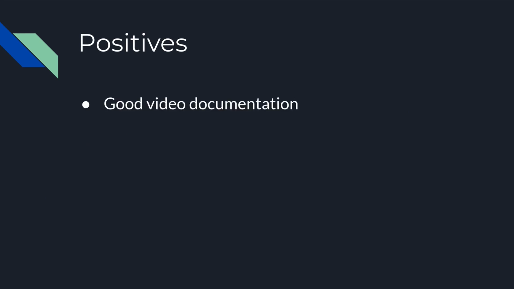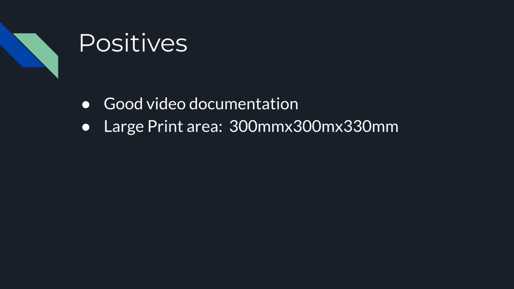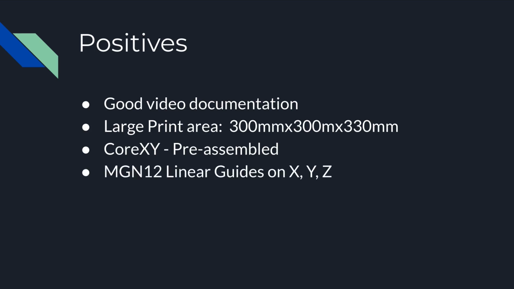They've got really good documentation, videos in terms of what you might need to build it. It's got a pretty large print area, 300 by 300 by 330 in height. It's Core XY, it's pre-assembled. You don't have to install or tension belts or do anything of the kind. It's got MGN12, 12 millimeter linear guides on X, Y, and Z. And it's got dual motors that are independently controlled because the controller has enough drivers to control them both independently, which gives you some flexibility in the future.